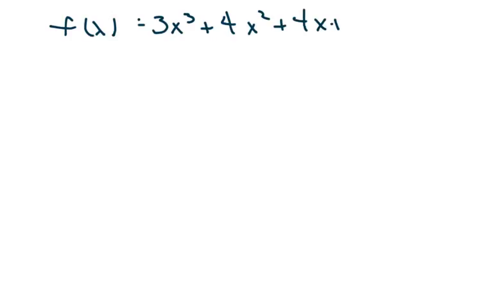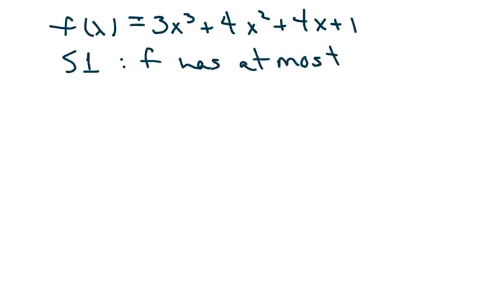The next one is, let's see which one's the next one, 43. Okay, so we have f of x equals 3x cubed plus 4x squared plus 4x plus 1. Now, step 1, f has at most 3 real zeros.